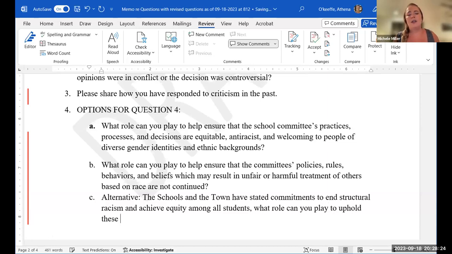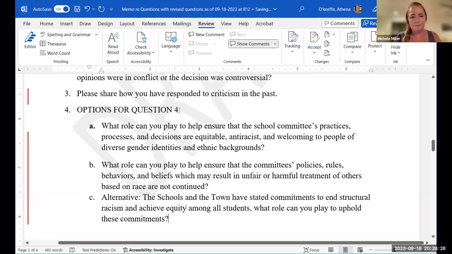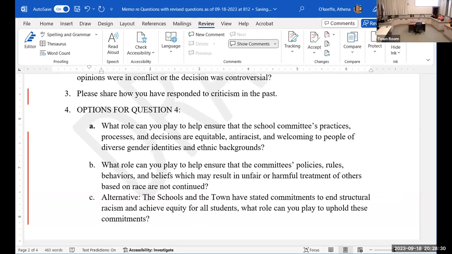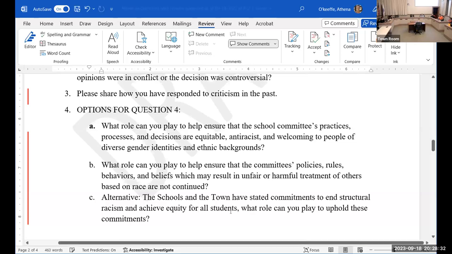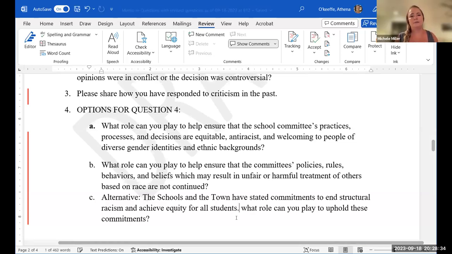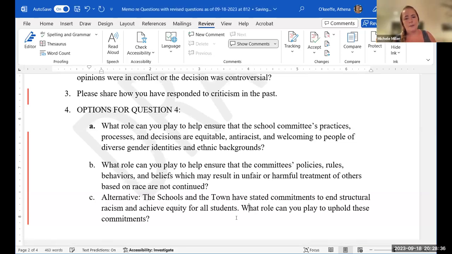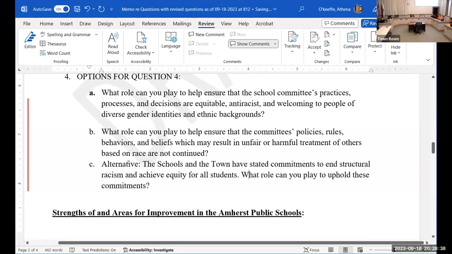And it's achieve equity for all students. And then it should be a period after that and start a new sentence. That's right. Okay. That's an alternative. Irv?